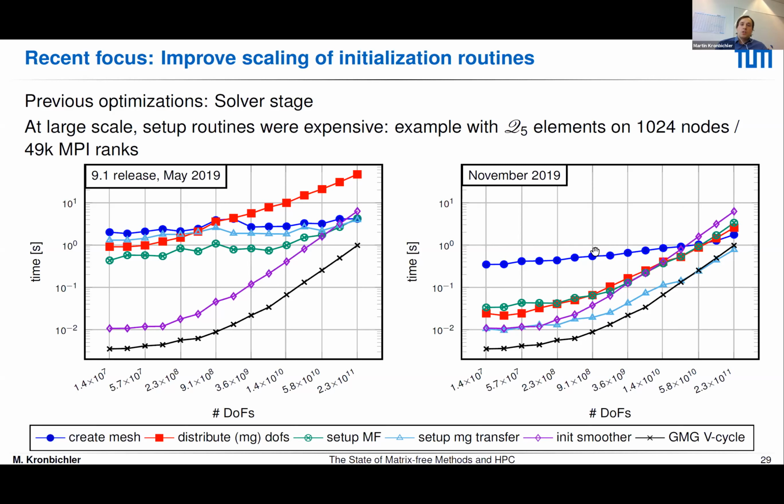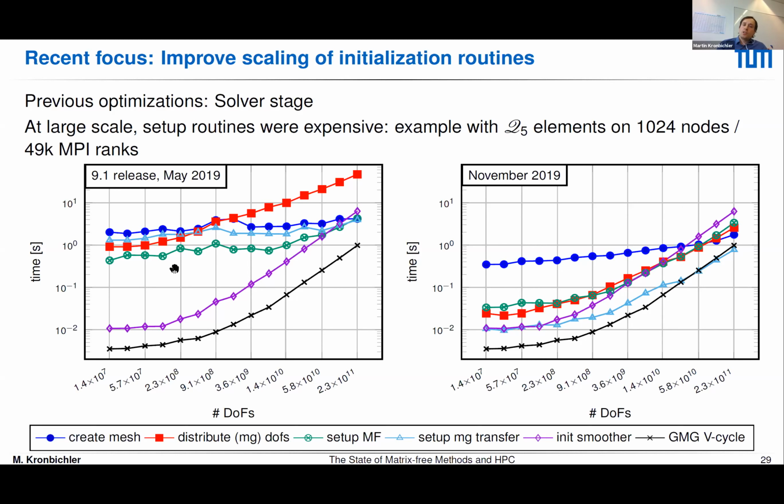Okay, the last figure. We have also worked on initialization costs. All of that I said before was how I optimize the solver. When we do simulations, we of course also want to initialize data structures, especially when we do adaptivity. This is something we had not done pretty well in the deal.II 9.1 release. So this is from last year. And you see that there are some operations. The black line is the GMG V cycle, the parts we have optimized.